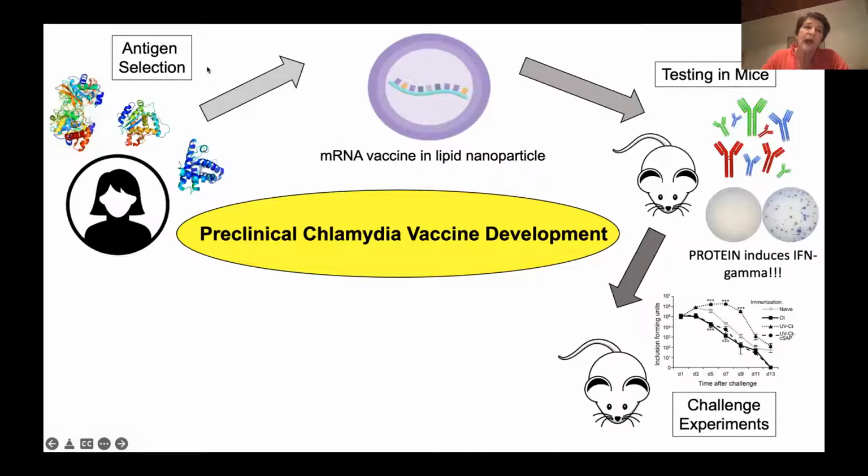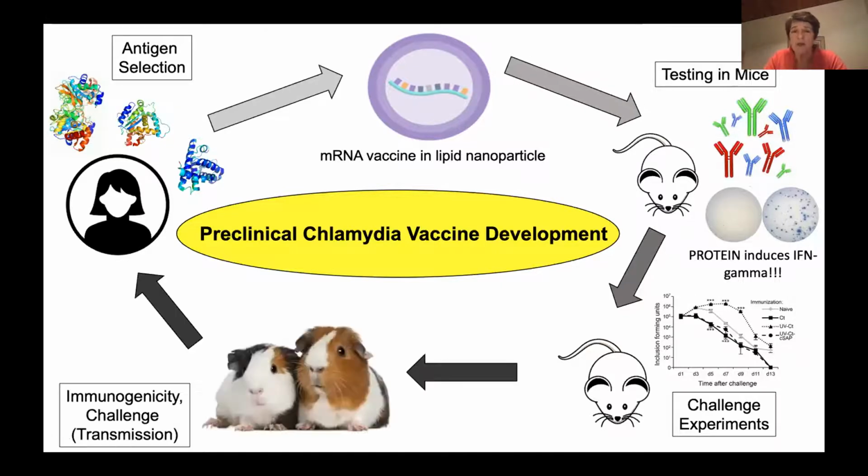So now we have proteins that we know women recognize and that induce interferon gamma. We're putting them in these mRNA vaccines in lipid nanoparticles, and then we're putting them into mice and seeing if they can drive interferon gamma responses, and also if they can prevent infection when the mice are challenged with chlamydia. We take the best ones and we put them in guinea pigs, because with guinea pigs, we can test to see if we can prevent transmission from a male guinea pig to a female guinea pig.